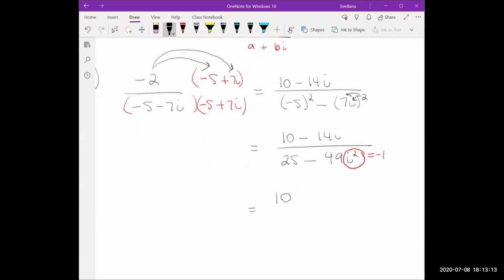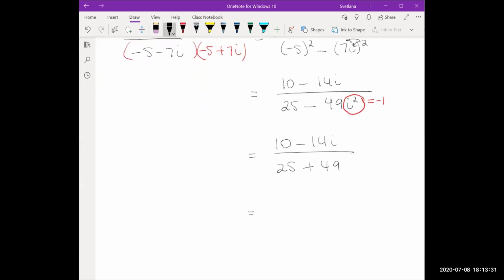Now I will replace i squared with negative 1. I'll copy down the numerator. This will give me 25. And since I'm now multiplying by negative 1, negative 49 times negative 1 gives me positive 49. So it's plus 49. That's 10 minus 14i over 25 plus 49. So it's 74. Okay, so that's what we have.